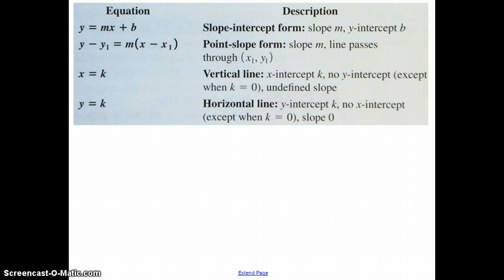Okay, so some different equations for finding the equation of a line. This one, y = mx + b, is the most common, everybody knows that one. It's called the slope-intercept form. The value of m is the slope. The value of b is the y-intercept, where that line crosses the y-axis. That's the one we use almost all the time. It just fits with lines.